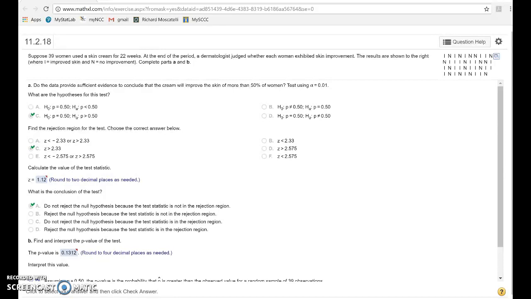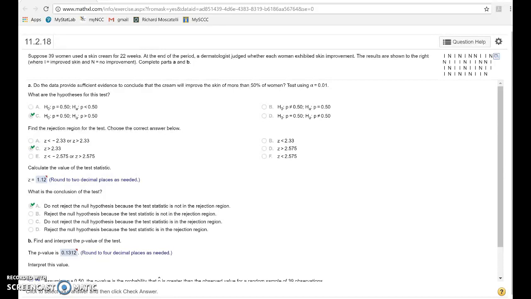It says 39 women used this skin cream, okay? And at the end of a 22-week period, a dermatologist judged whether each woman had exhibited some improvement. And these results are shown over here. As you can see, there are these results that have I's and N's. They're indicators. I meaning improvement, N meaning no improvement. All right, and they ask you to complete the next few parts.